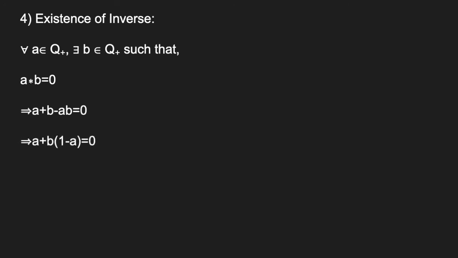Fourth, existence of inverse. Here, for every A belongs to Q1, there should be some element B such that A star B equals the identity. Here, the identity is 0. That means A star B equals 0. Now we need to calculate B. So A star B is defined as A plus B minus AB, and that is 0. Now take B common, so A plus B equals 1 minus A, then B equals A upon A minus 1, and that also belongs to Q1. You can check it.